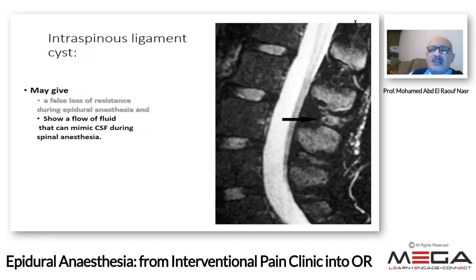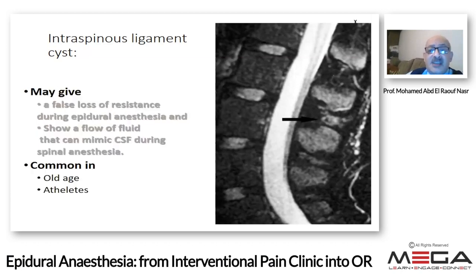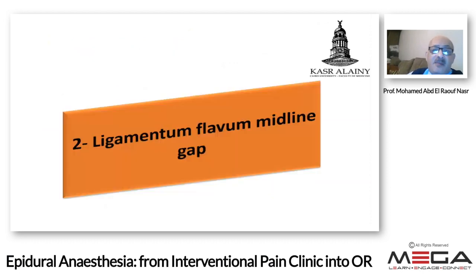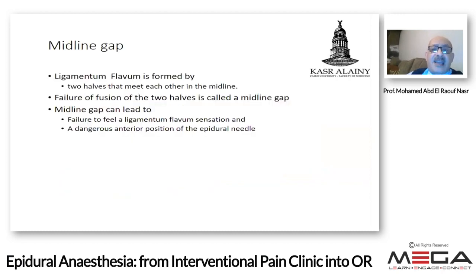One of your colleagues says, I get free flow, I inject my local anesthetic, it doesn't work totally. This is a bad patch. When you ask him, what about the second patient? He says, it works perfectly. So this could probably be fluid from a cyst in the interspinous ligament, which is common in old age and in athletes. If we move our needle a little bit anteriorly, we will find the ligamentum flavum. And we have a serious problem with the ligamentum flavum, which is the midline gap. And this midline gap, it's like a lip.